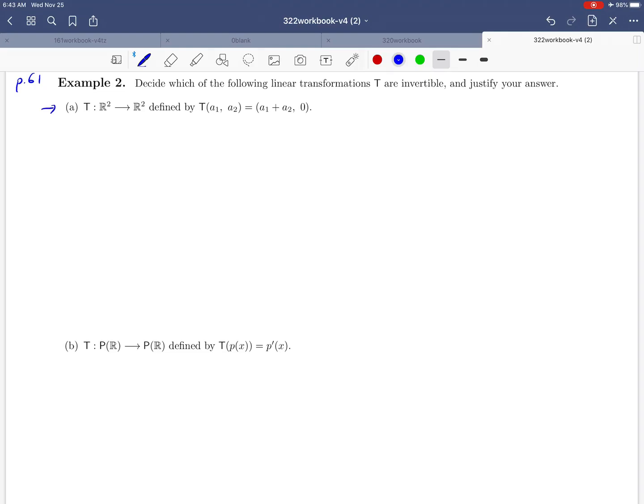Okay, so in part A they're describing a function T that goes from R2 to R2 defined by T of (a1, a2) is the ordered pair (a1 + a2, 0). Okay, well, what do you think? Is this an invertible function or not? Okay, well, I claim that it's not invertible.